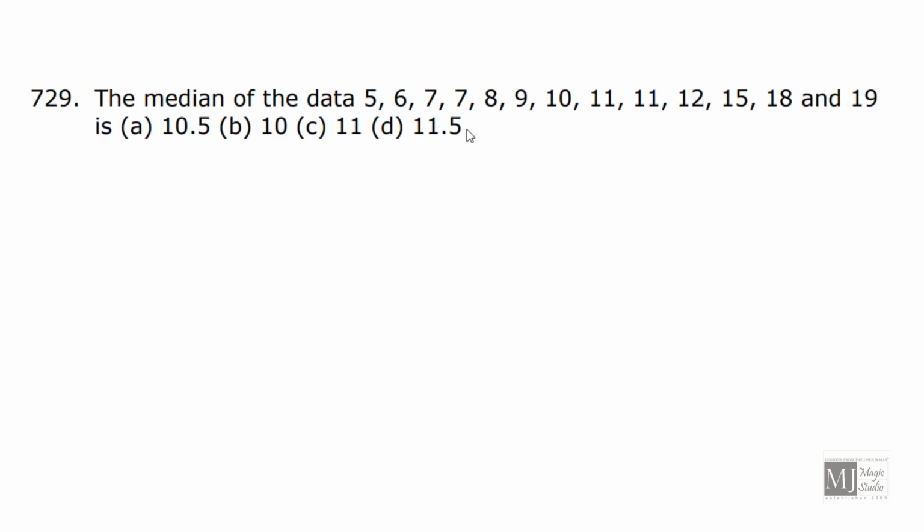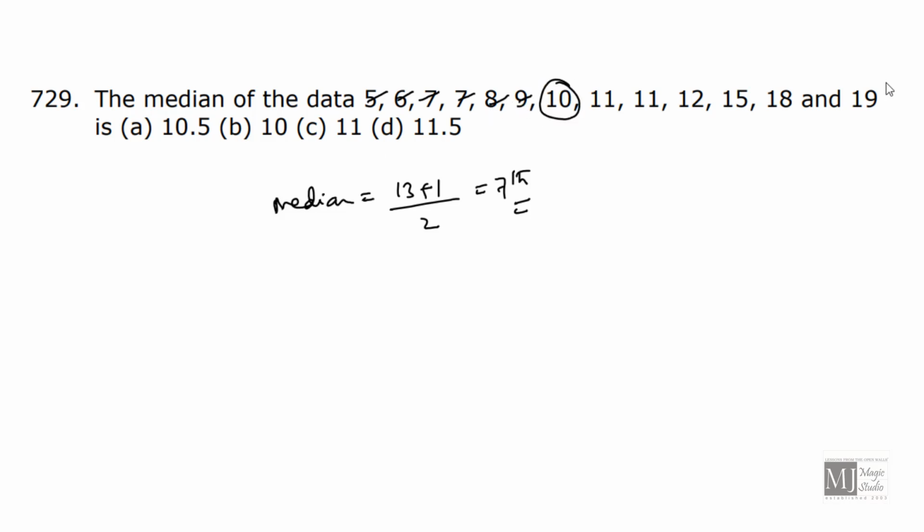The median of the data. Again we need to just arrange. Let's check. 5, 6, 7, 7, 8, 9, 10, 11, 11, 12, 15, 18, 19. It's already arranged. 1, 2, 3, 4, 5, 6, 7, 8, 9, 10, 11, 12, 13. So median would be 13 plus 1 by 2th element from left or right. That is 7th element from left or right. 1, 2, 3, 4, 5, 6, 7. Median is 10, that is option B.